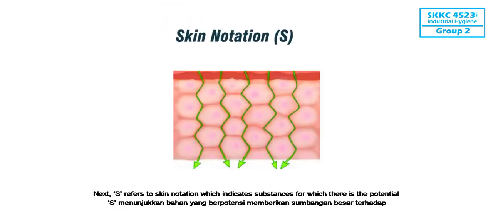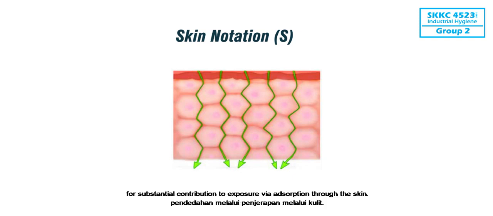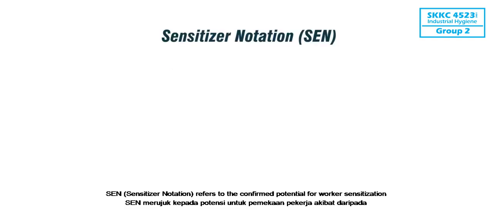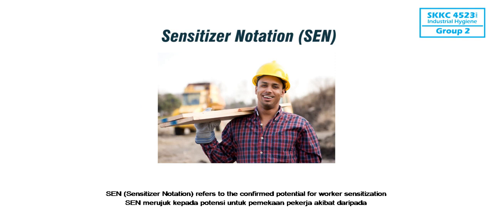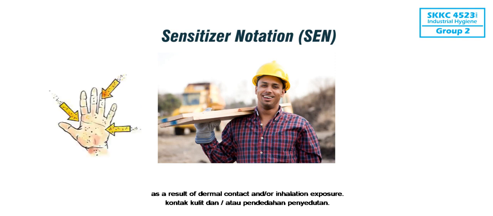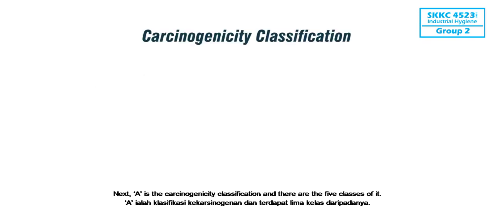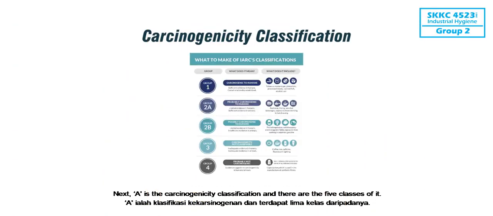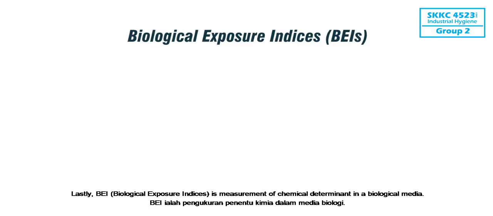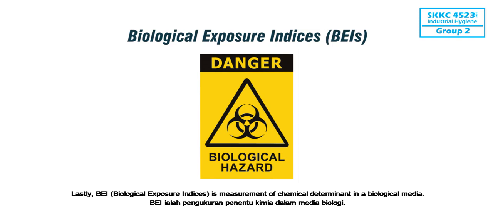Next, S refers to skin notation, which indicates substances for which there is the potential for substantial contribution to exposure via absorption through the skin. SEN, sensitizer notation, refers to the confirmed potential for worker sensitization as a result of dermal contact and/or inhalation exposure. Next, A is the carcinogenicity classification, and there are five classes of it. Lastly, BEI, biological exposure indices, is the measurement of a chemical determinant in a biological media.